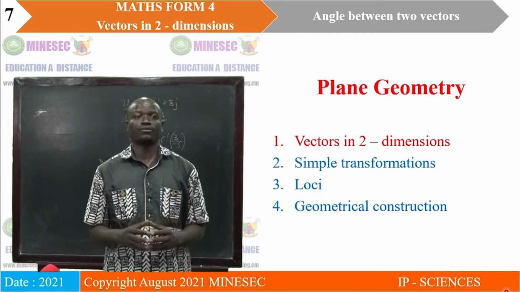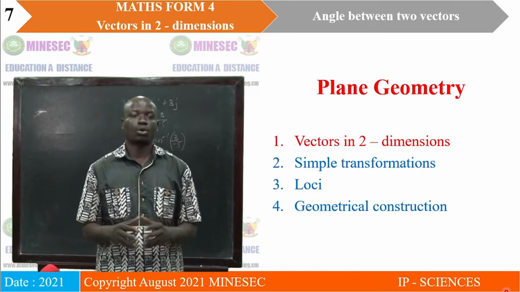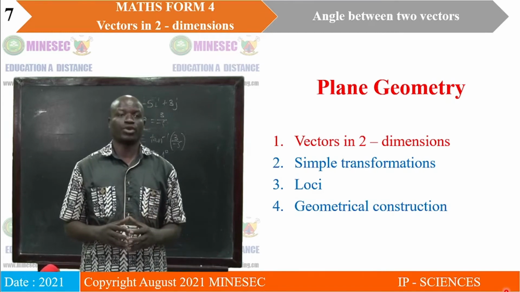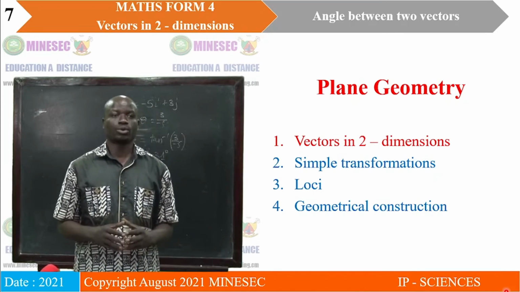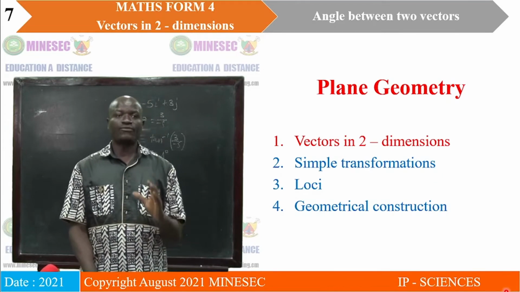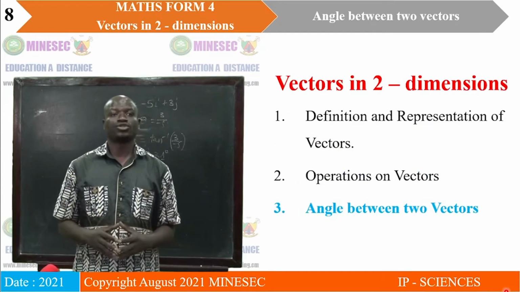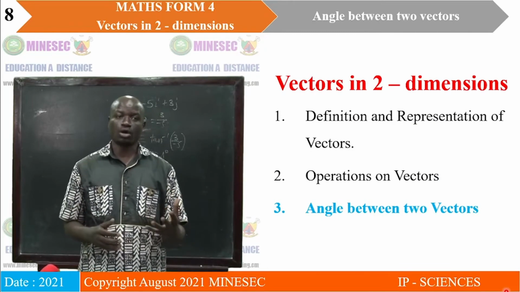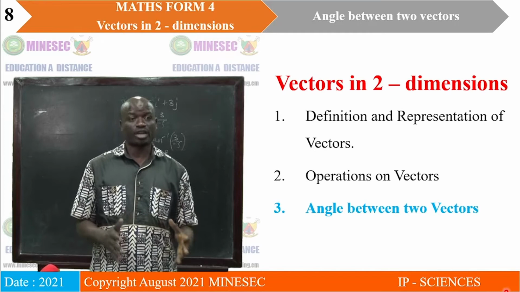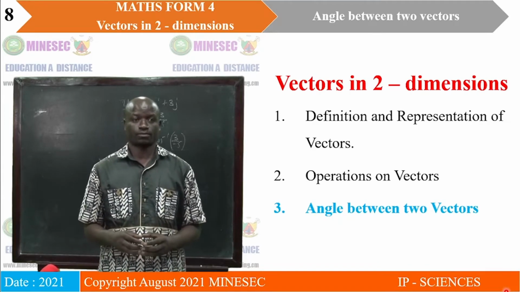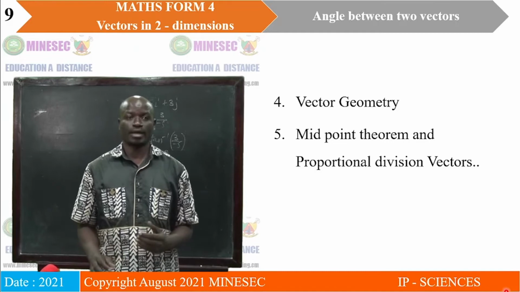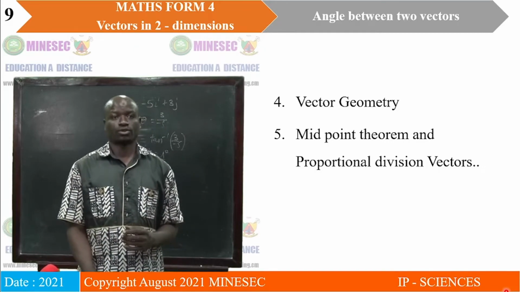Now let's situate ourselves in the program, where we are now. Again, we've been looking at plane geometry, and so far we are dealing with vectors in two dimensions. After that, we'll look at simple transformations, loci, and geometrical construction. Under vectors in two dimensions, so far we have done definition and representation of vectors. We've done various operations on vectors. Lastly, we will presently be doing angle between two vectors. And after that, we'll look at vector geometry and end with midpoint theorem and proportional division of vectors.